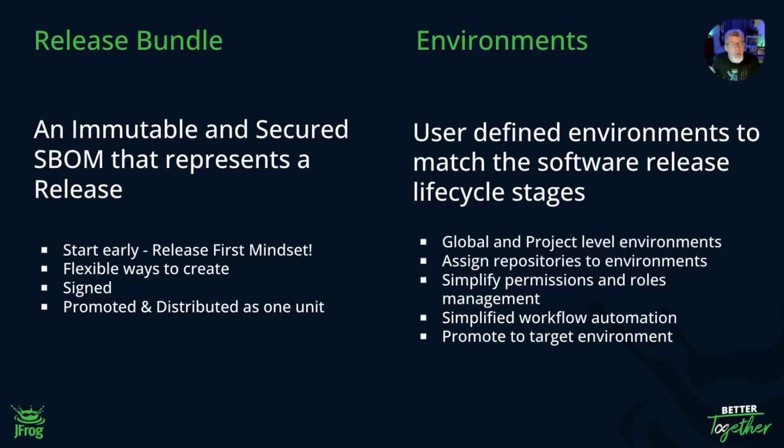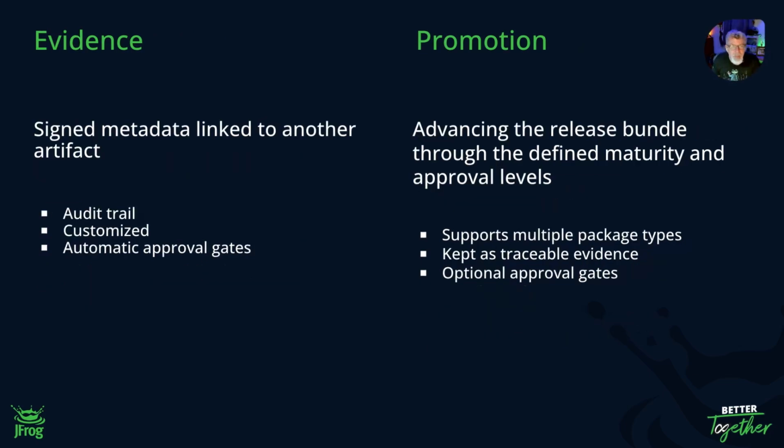You actually can also query and see what you have. And we've almost set up a Kanban style UI inside of our UI, if you want to see it in there, to see how many things you have in dev, how many have been moved to UAT or QA, how many are in your staging, and how many have been put into production. The evidence behind it has an audit trail. It can be customized. You can also create automatic approval gates.